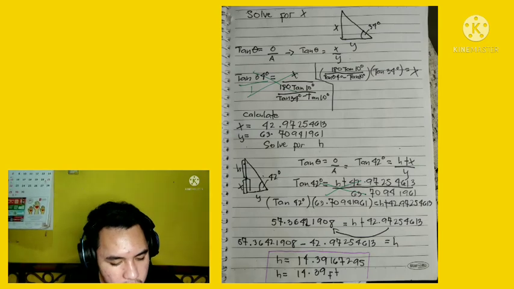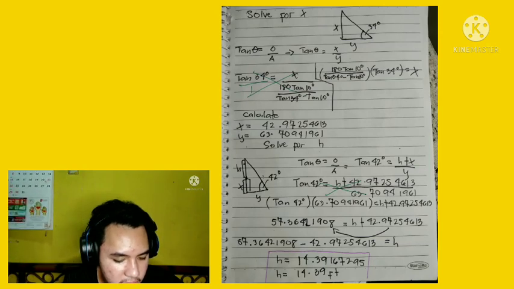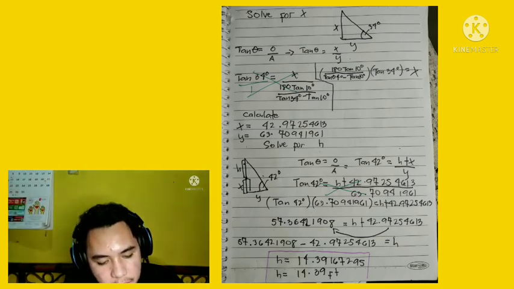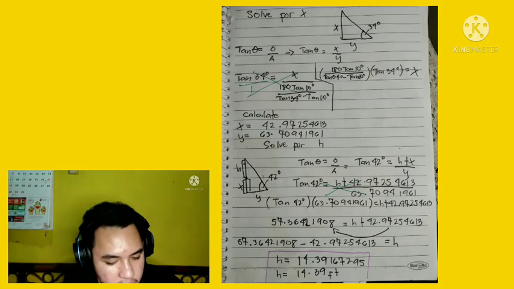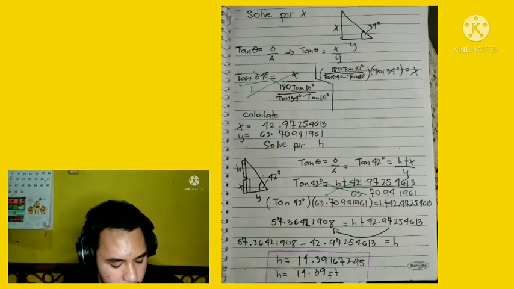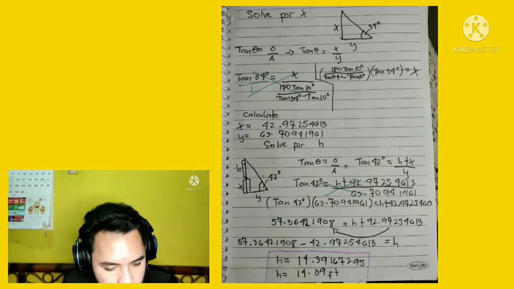So our tangent theta is equal to x over y. So tangent 34 degrees is equal to x over y, and our y is 180 tangent 10 degrees over tangent 34 degrees minus tangent 10 degrees. And that is the one that we calculated earlier, and that is our y. So now we can cross multiply.